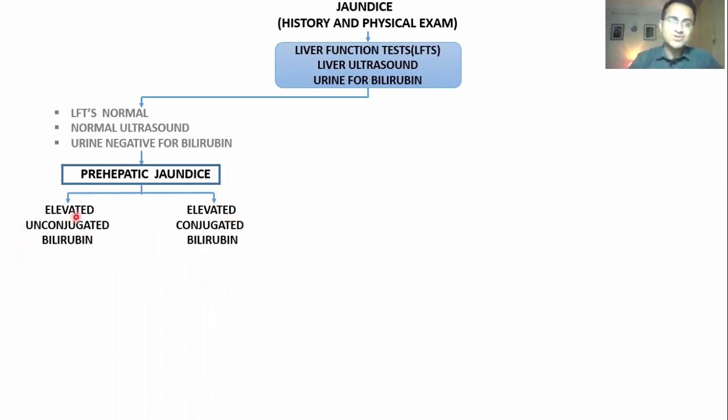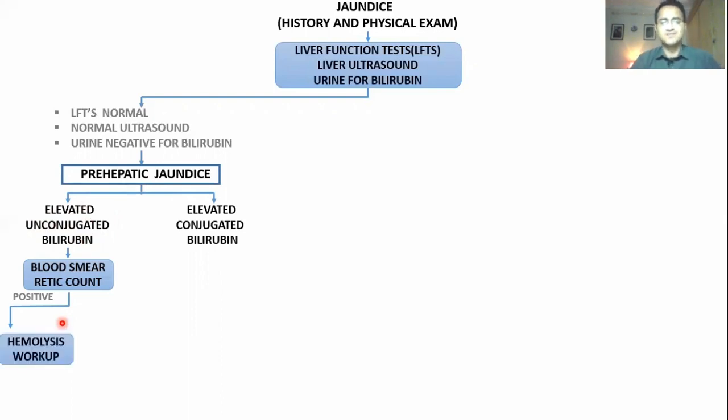If it is unconjugated hyperbilirubinemia, the next thing you have to go for is you have to see blood smear. Check blood smear and retic count because you suspect hemolysis, because as we talked, whenever there is hemolysis, excess unconjugated bilirubin is formed, and that unconjugated bilirubin cannot be conjugated. The enzyme is overwhelmed and it results in jaundice. So if blood smear and retic count give you positive result, it means that this was due to hemolysis.